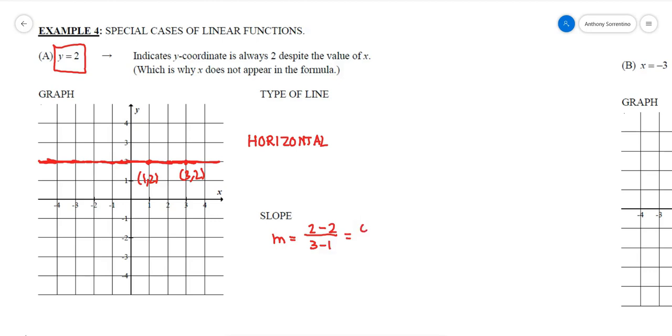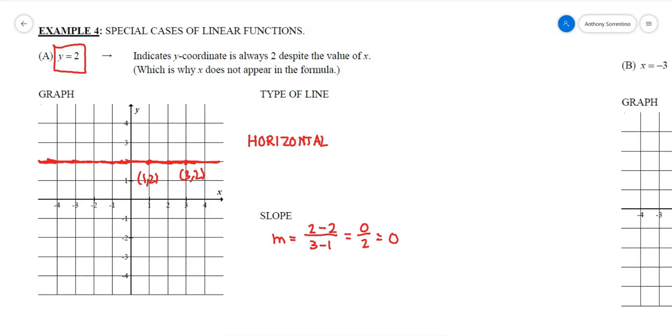Which gives me 0 over 2. And 0 divided by anything except 0, but 0 divided by any other number is just 0. So the slope of this line is 0. So when I have an equation that says y equals a number, it's going to be a horizontal line, and the slope of a horizontal line is 0.